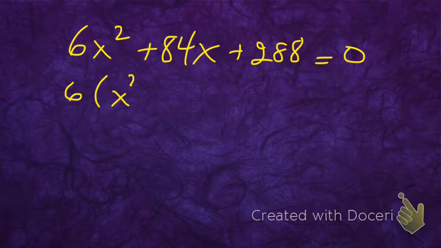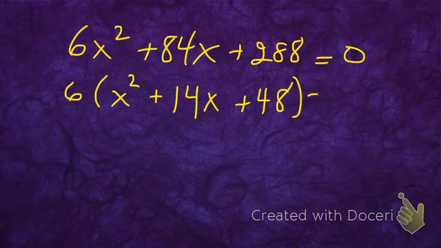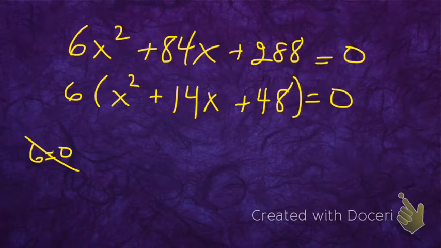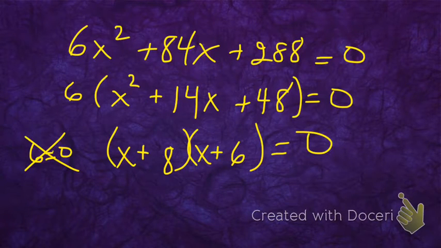We divide it out, and we're left with 84 divided by 6 is 14. 288 divided by 6 is 48. Now, of course, this 6 out front is just a distraction. We can factor this trinomial into 2 binomials. The signs will be the same. They'll both be positive. Numbers that multiply to make 48, add to make 14, are 8 and 6.